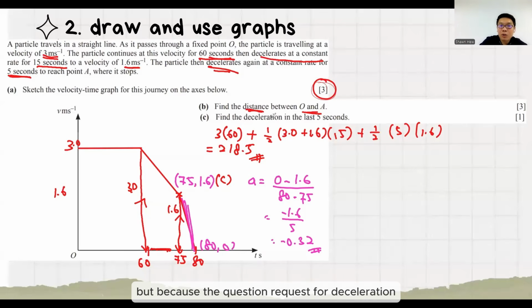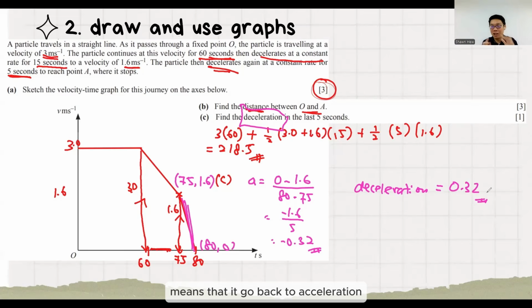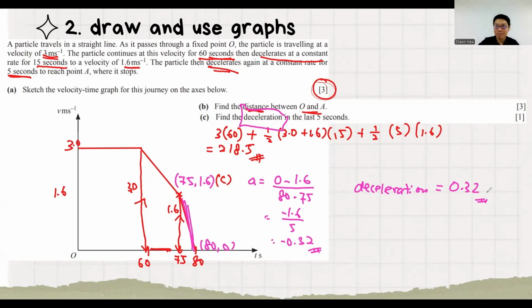-0.32. But because the question requests for deceleration, which already means slowing down, you shouldn't write the negative. Because if the deceleration is negative, it means it goes back to acceleration.